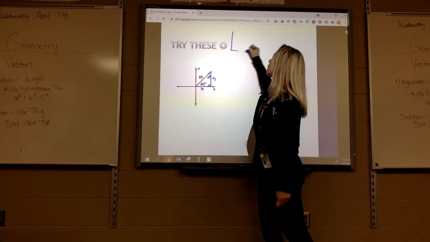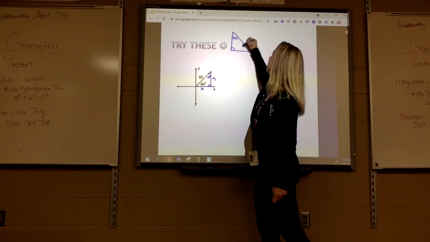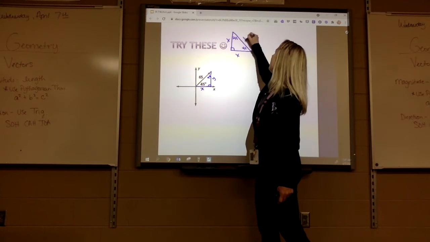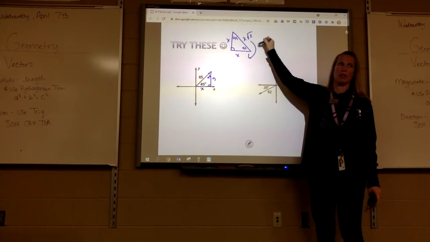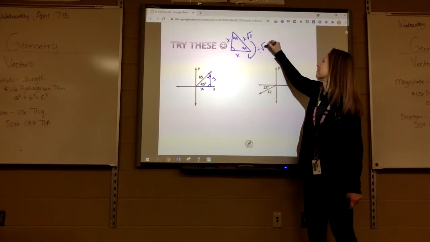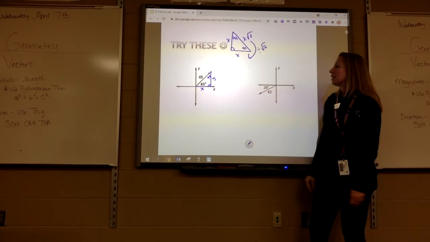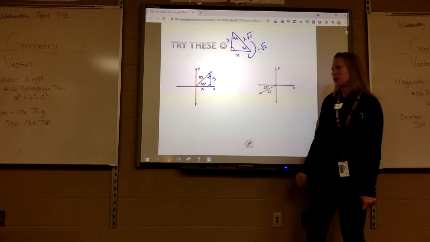If you remember your 45, 45, 90 rules, though, what would I do to go backwards from the hypotenuse? Divide by radical 2. So what is 65 divided by radical 2?